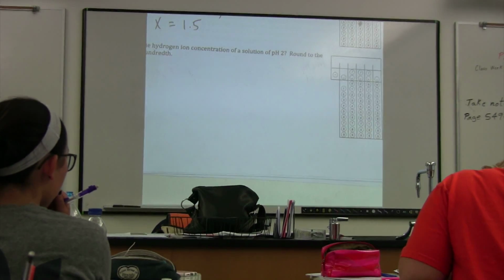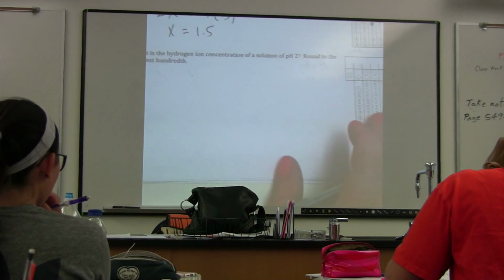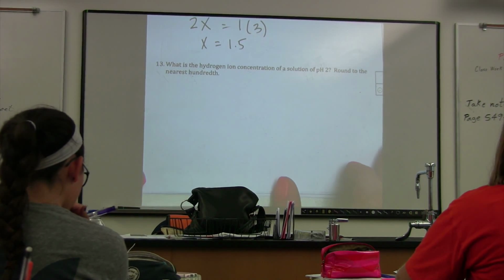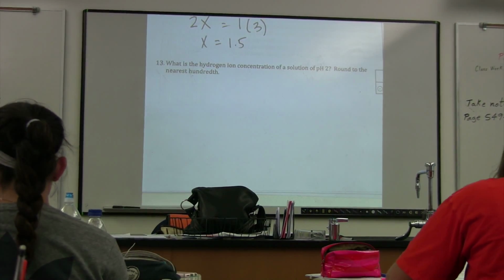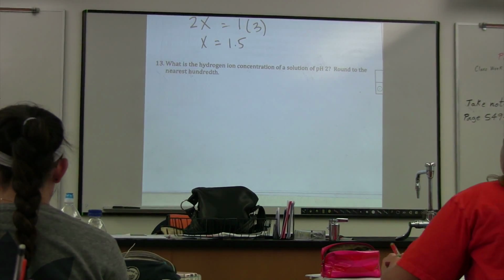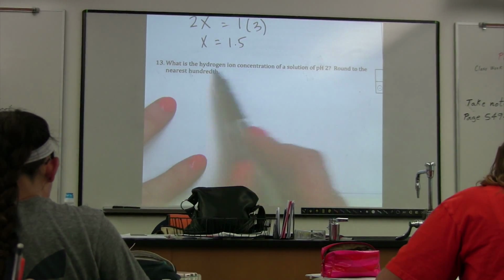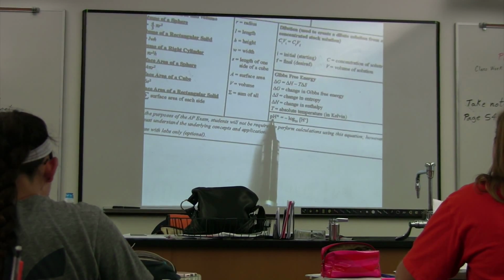Last one I think I want to do. I am tired. Let's do number 13 because it has to do with pH, and we love pH. I got Miss G to help me on this one. What is the hydrogen ion concentration of a solution of pH 2? Round to the nearest tenth. Well, I'm looking at pH, so I want to find, oh gosh, here it is. pH.